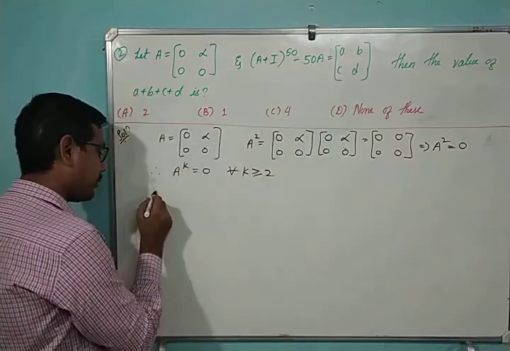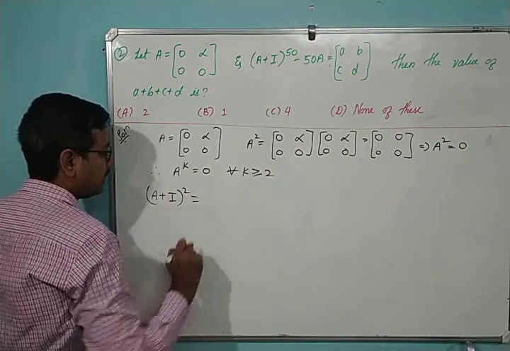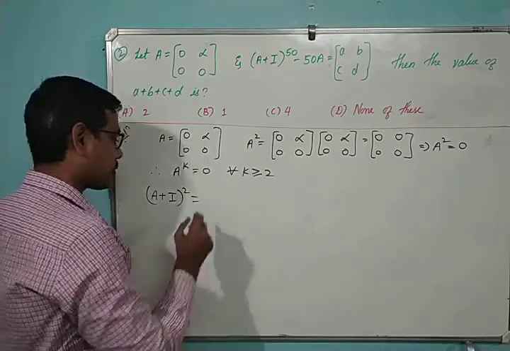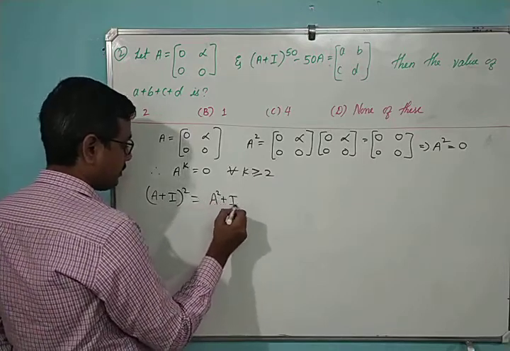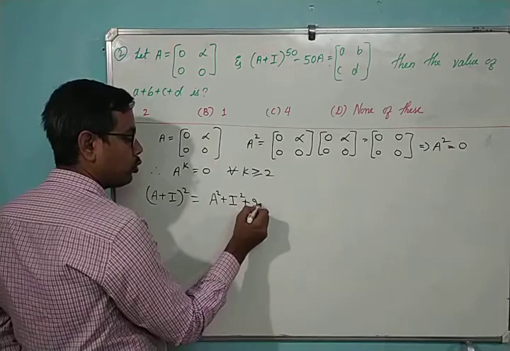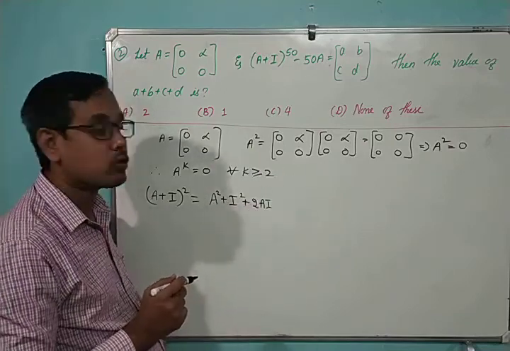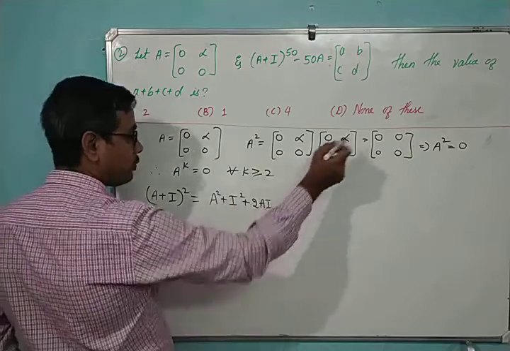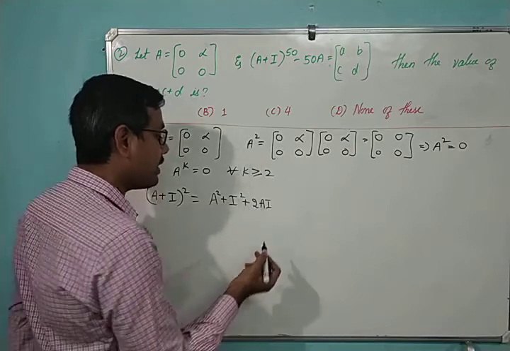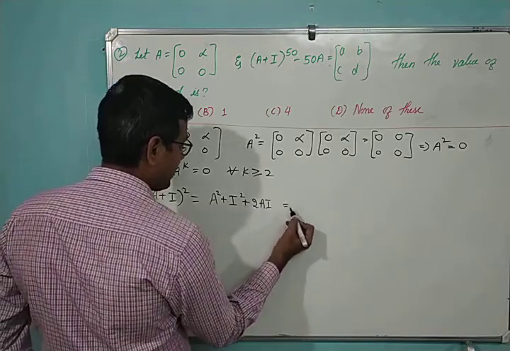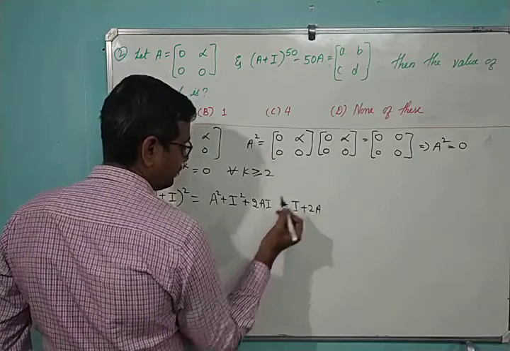So now tell me, what is (A + I) the whole square? If I want to calculate it, it will be A square plus I square plus 2AI. A square is 0, and we know that I square is nothing but I. So this can be written as I plus 2A.